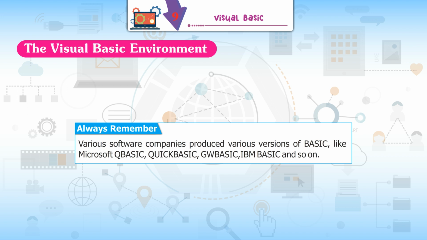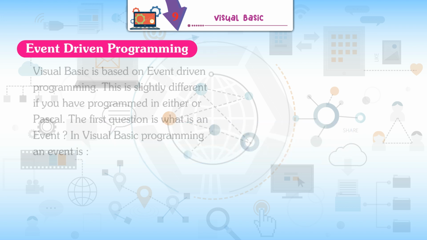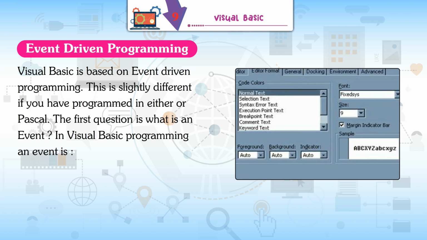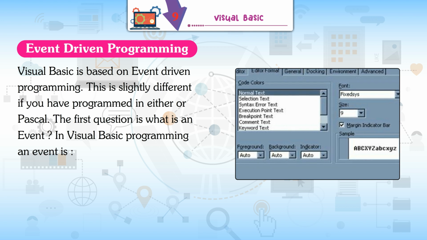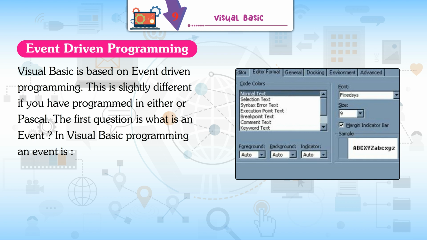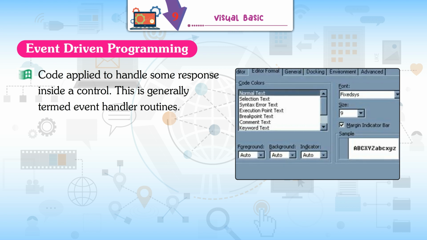Always remember, various software companies produced various versions of BASIC, like Microsoft QBasic, Quick Basic, GW-BASIC, IBM BASIC, and so on. Event-driven programming. Visual Basic is based on event-driven programming. This is slightly different if you have programmed in C or Pascal. The first question is, what is an event? In Visual Basic programming, an event is code applied to handle some response inside a control.